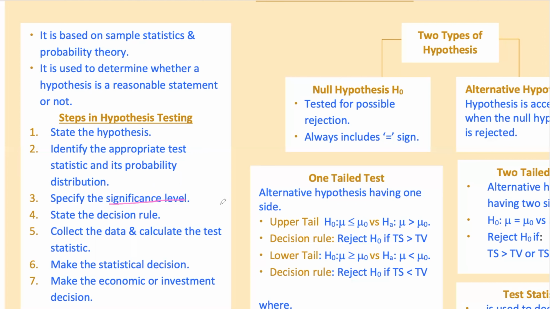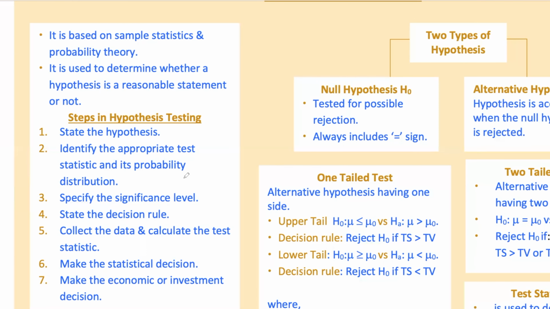Then we decide on our significance level. This is like setting the bar for how sure we need to be before we reject the null hypothesis. The significance level, often denoted by alpha, is the probability of rejecting the null hypothesis when it is actually true. Common choices are 5% or 1%. This step is like setting the stakes of our game. How strict do we want to be?